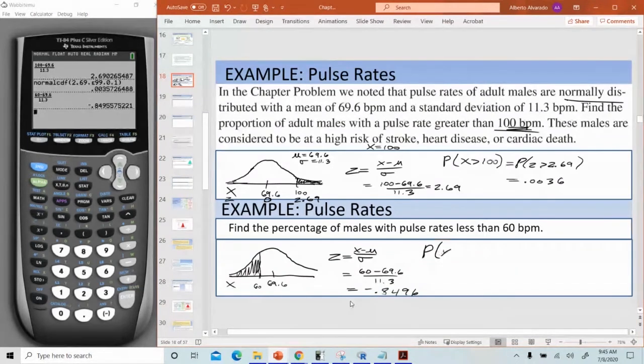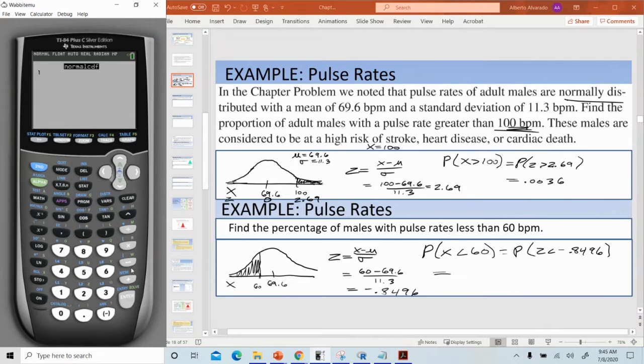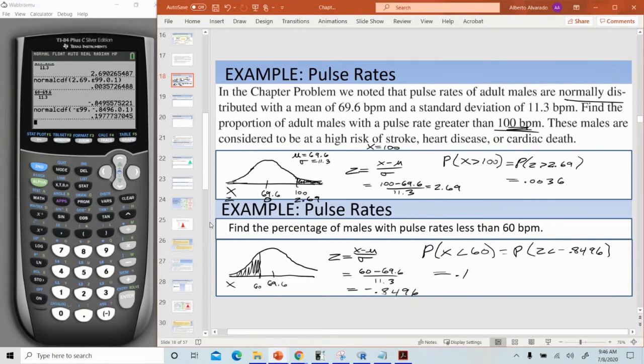So here I get the probability. The notation would be the probability that x is less than 60 is equal to the probability that z is less than negative 0.8496. Then I can calculate that using normal CDF, from negative E 99 to negative 0.8496. Push enter, and you get 0.1978 as your solution.